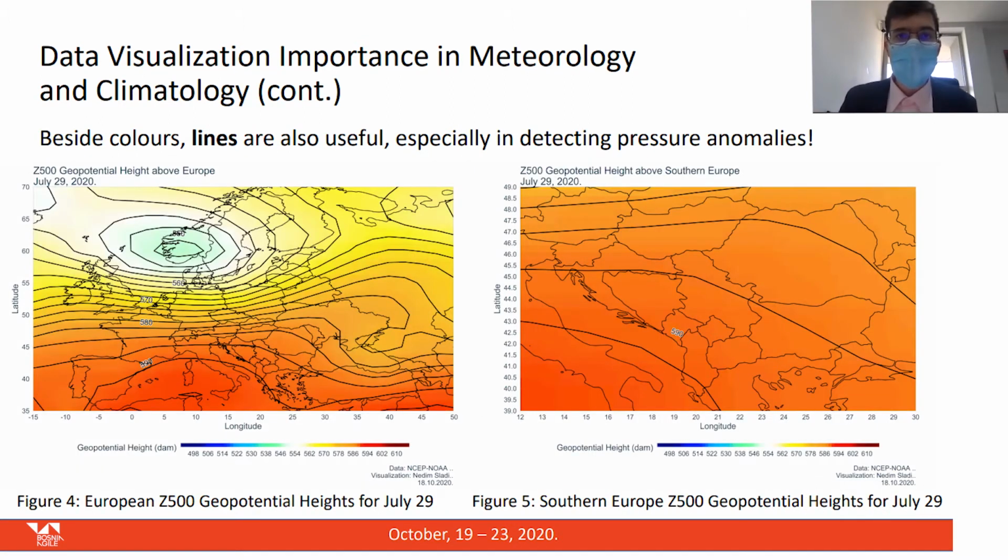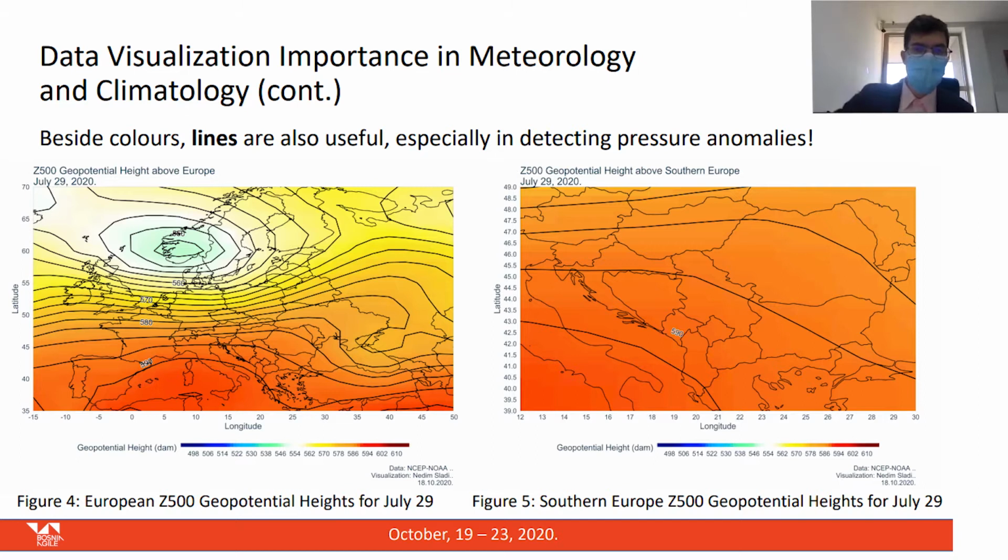Again, we are continuing to talk about data visualization importance in meteorology and climatology, but I also mentioned on the first slide that beside graphs and maps and colors, we also need lines, and lines are important, especially in detecting pressure anomalies. And why is that so? Because pressure anomalies are easily depicted by lines.